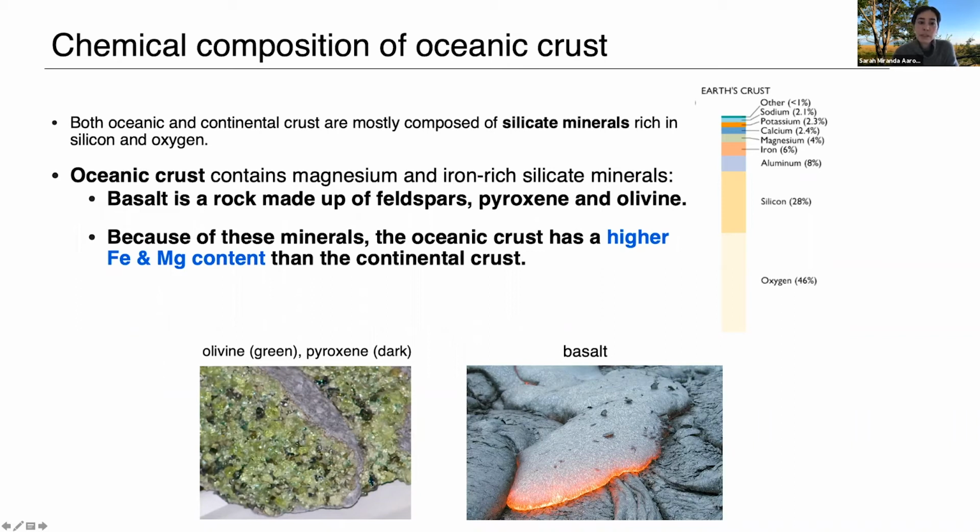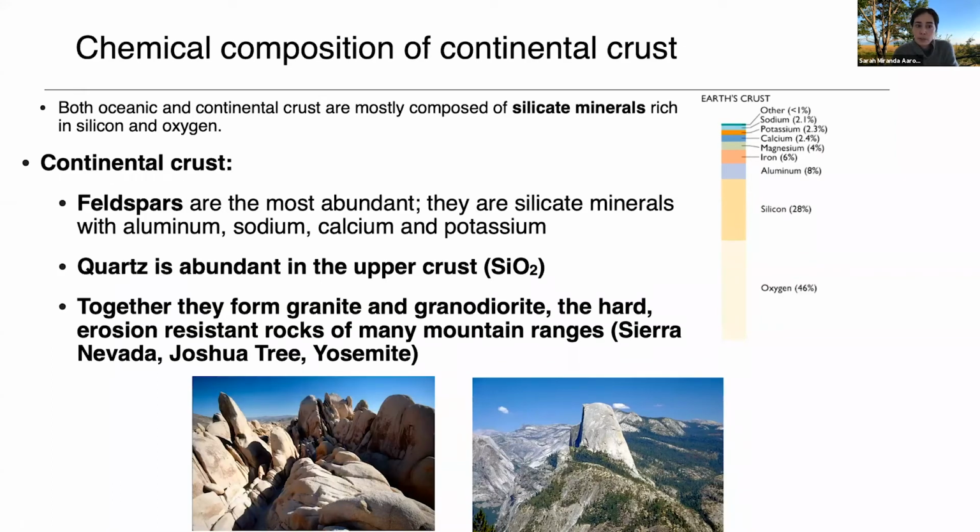It also contains a lot of magnesium and iron-rich minerals. It's made up of feldspars, pyroxene, and olivine. And because these minerals have such high iron and magnesium contents, they tend to be denser than the continental crust itself. In contrast, continental crust is characterized by lighter elements. So you have a lot of minerals that are rich in aluminum, sodium, calcium, and potassium. And you also have a lot of quartz, so SiO2, in the upper continental crust.